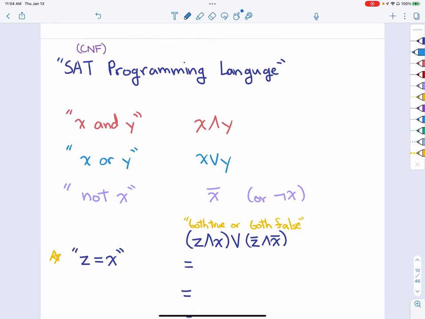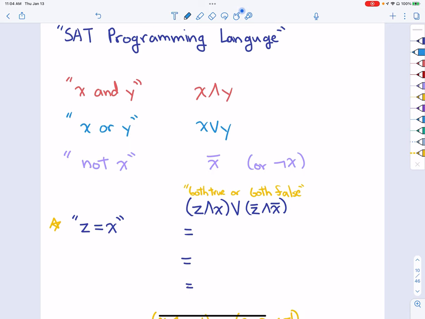Okay. So let's take Z equals X. The formula we had before is not in CNF. This is actually called disjunctive normal form because it's kind of opposite. It's a disjunction of conjunctions, an OR of ANDs. But we can turn it into conjunctive normal form, right? So we have all these associative rules and distributive rules I'm sure you've seen before.